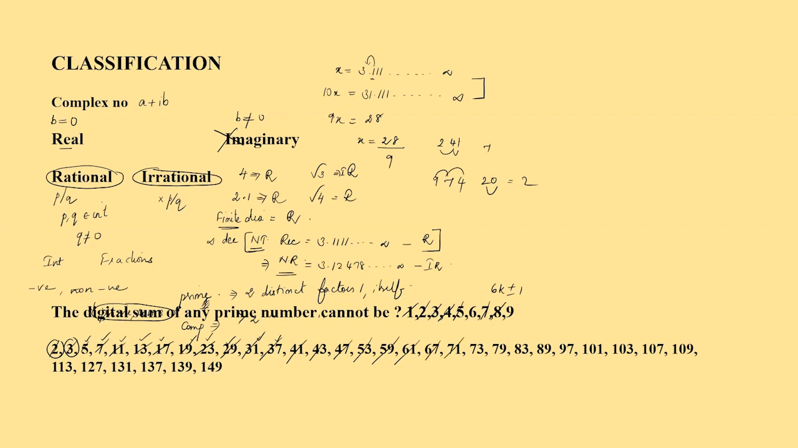Okay. So you can say that the digital sum of any prime number can never ever be 6. It can never ever be 9. Okay. Right. So with this, I think classification of numbers is done, my dear. Okay. So normal basic problems you might have been doing a lot. So we'll just look into two different types of problems. Okay. And then we'll go to the next topic.